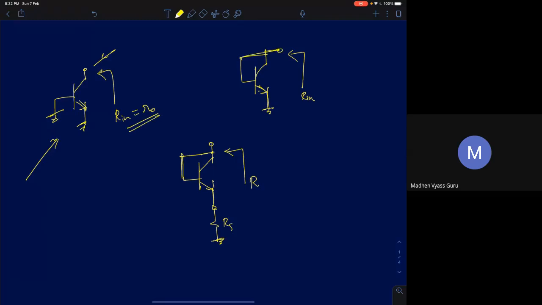Now in this circuit, you are looking into the collector, but look at this. You have short circuited base and collector. Now what do you think will be the resistance? Yes. So now if you see, you can actually draw the small signal model and derive it.